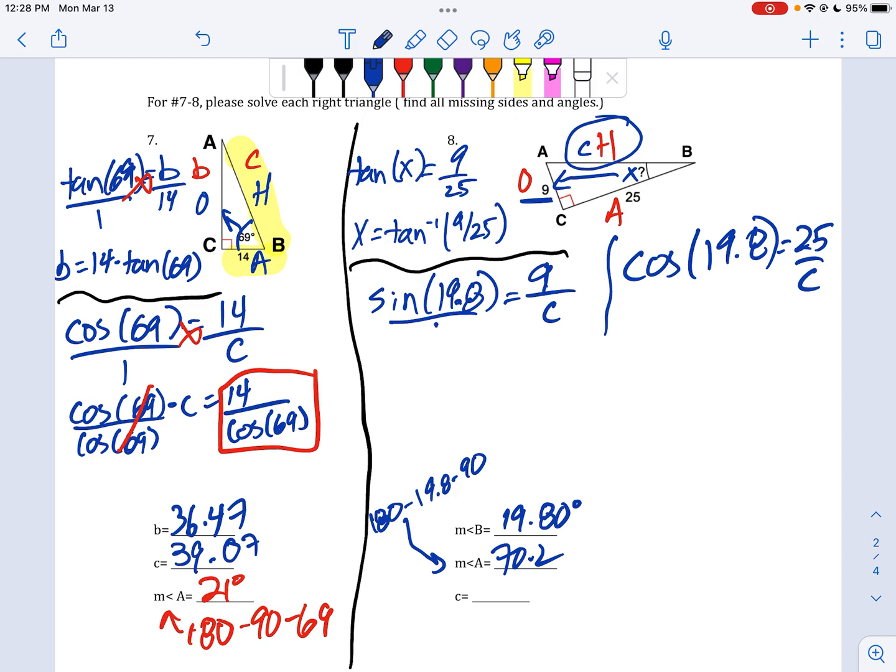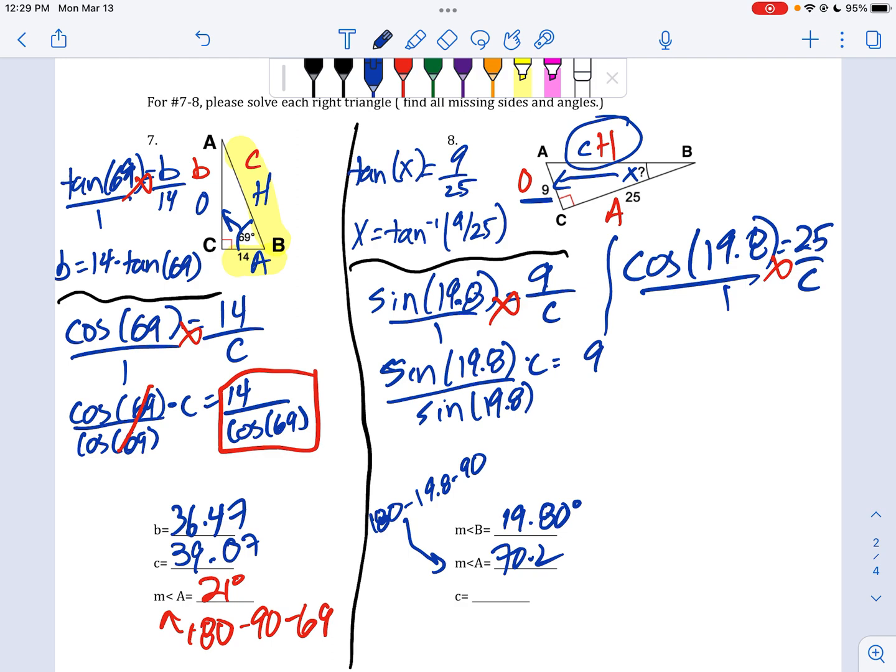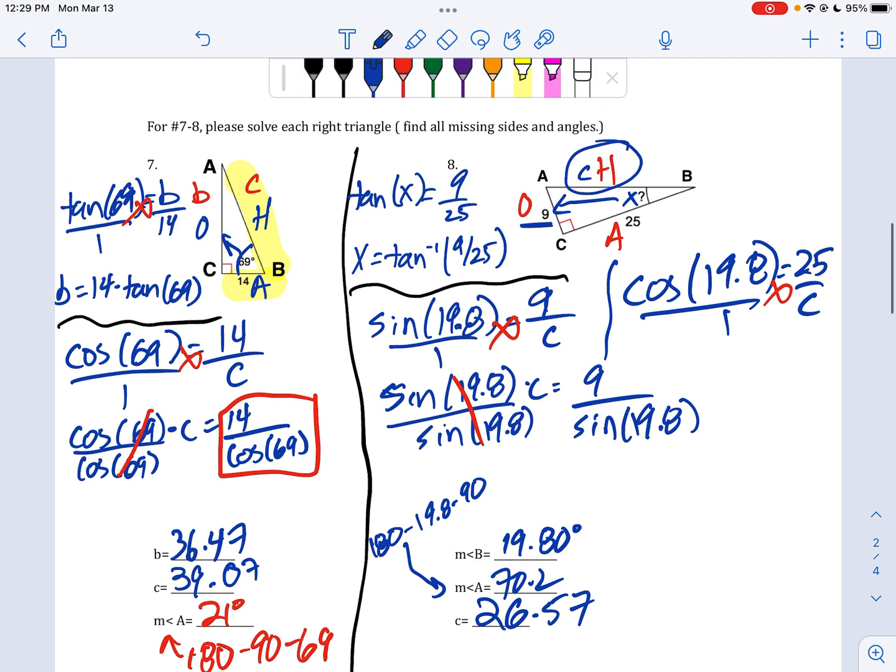No matter what, in both of these, I'm going to be dividing. So they're both division problems. I'm going to have to divide my side by the sine of my angle. So here I'll divide 9 by the sine of 19.8. And then in the other way, I would divide 25 by the cosine of 19.8. No matter what, you should get about 26.57 for side C. So when you're solving, it says solve each right triangle. That means find all sides and all angles.